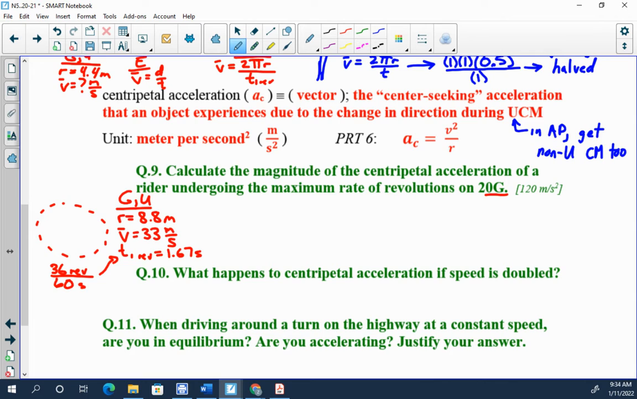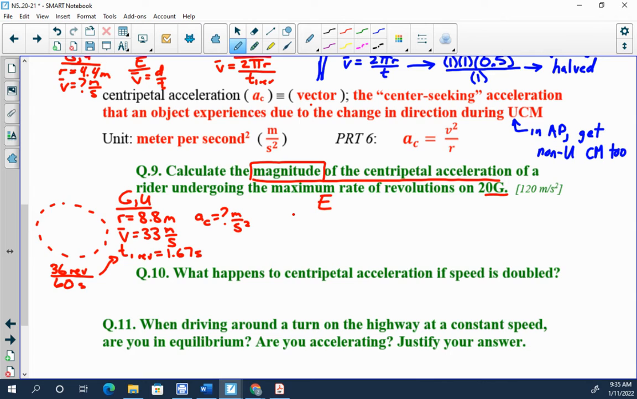And finally here, the question is, calculate the magnitude of the centripetal acceleration. Now the word magnitude is here because acceleration is a vector. We don't want to worry about which way for this question, so we can discount the direction. We can ignore it with the word magnitude, which means don't worry about it on the answer. So AC, centripetal center-seeking acceleration, is what we're looking for. Acceleration, of course, comes in meters per second squared.